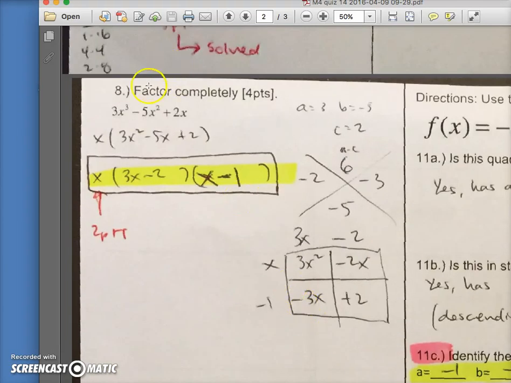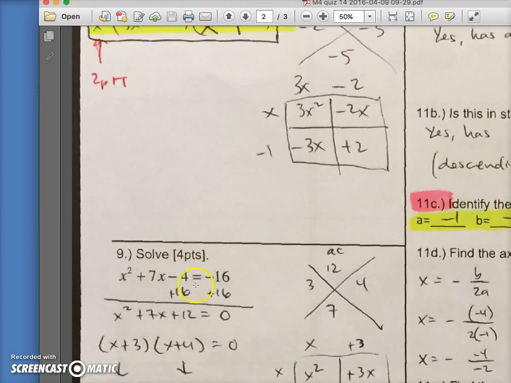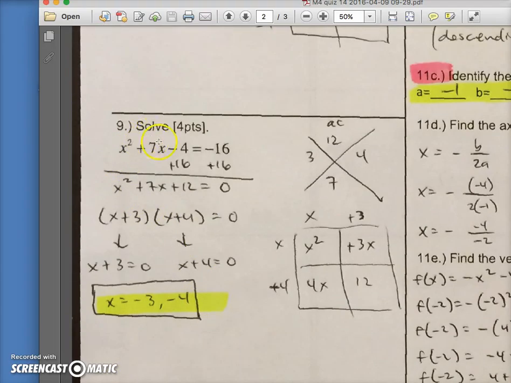Notice how in this problem it just says factors, it doesn't say solve. Question number 9 does say solve, and to solve you have to set it equal to 0, so I'm going to add 16 to both sides. Descending order, find my A, B, and C values. You can use your X box method or any method that you use.